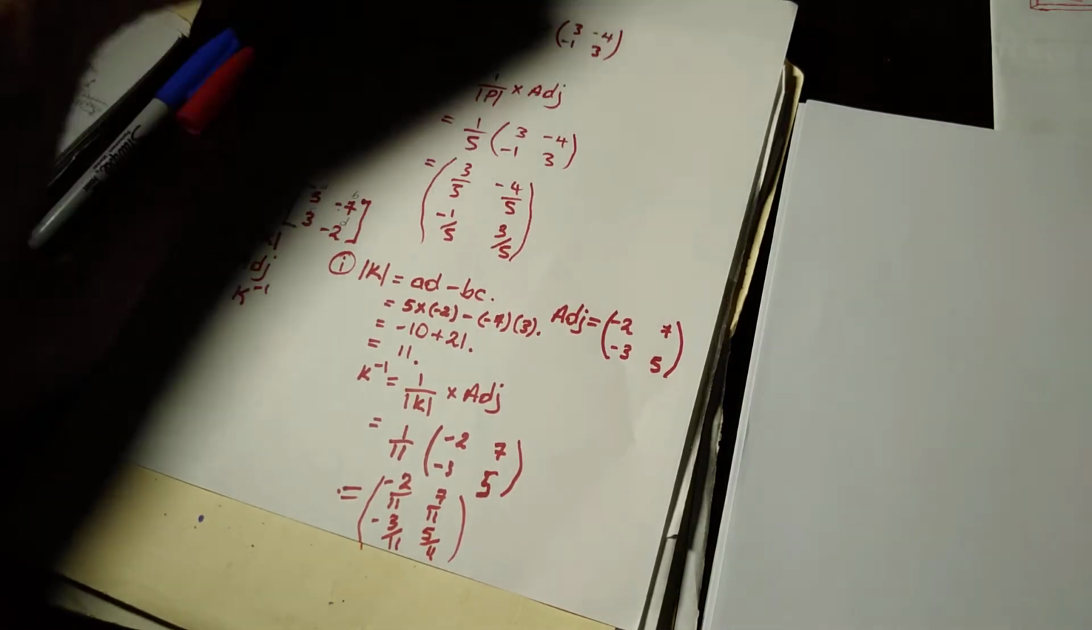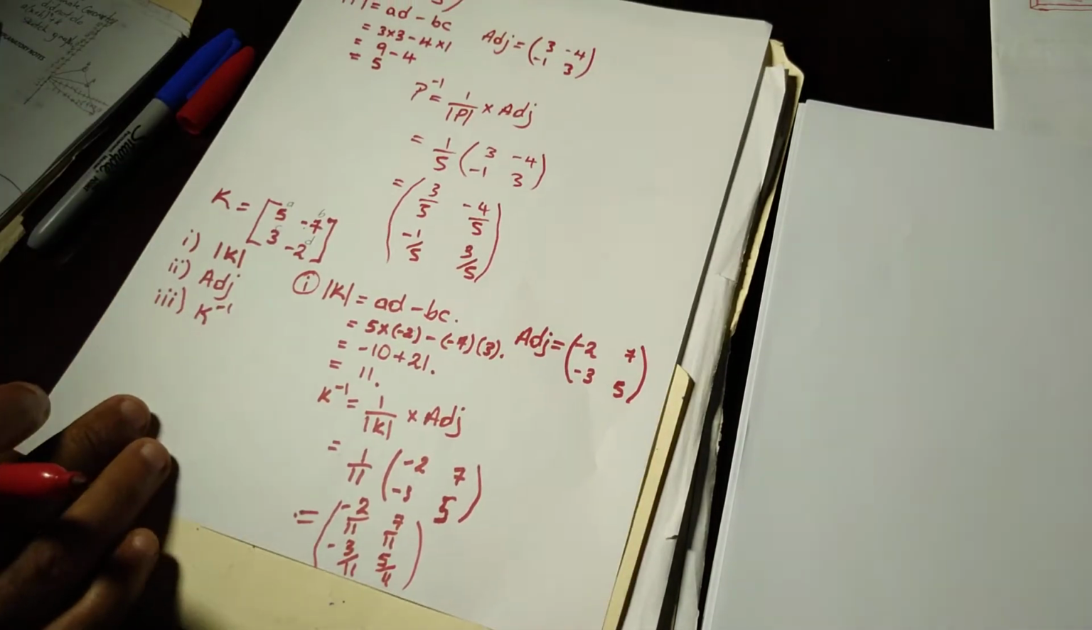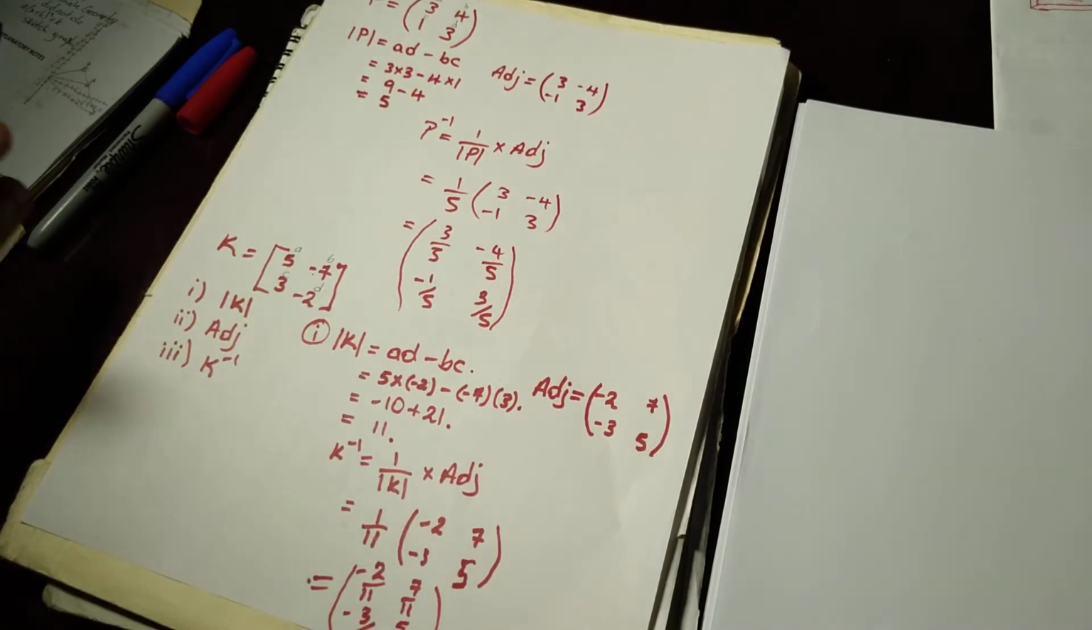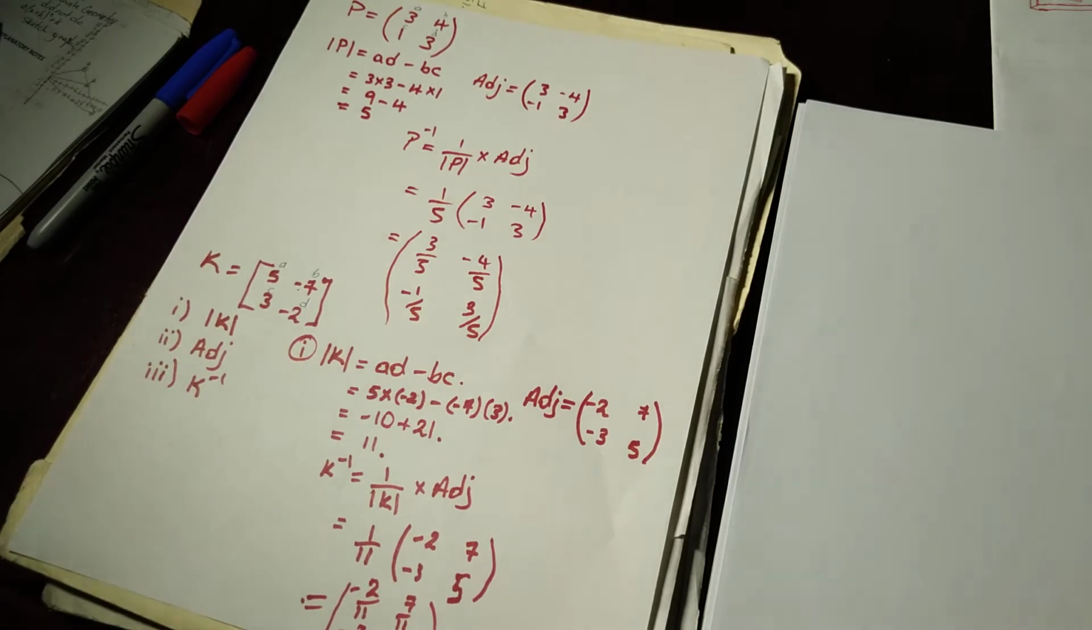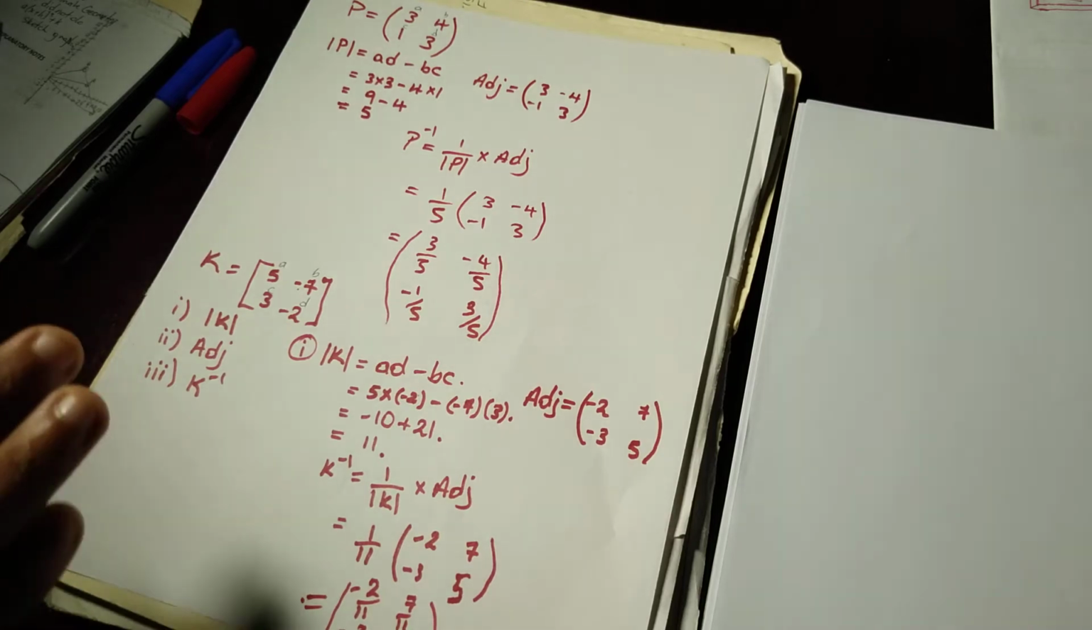So I'm not going to work any more examples dealing with the inverse of a matrix or how to find a determinant or adjoint. These are enough examples. So what you could do is just watch over the video.